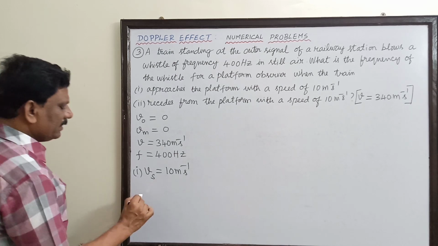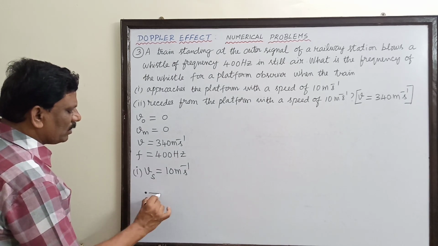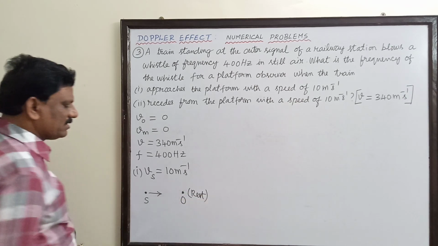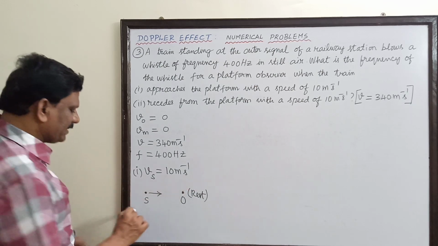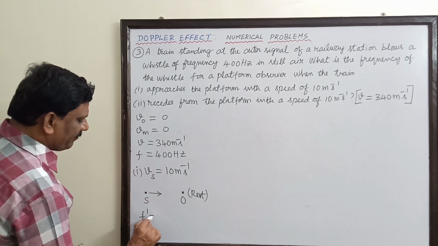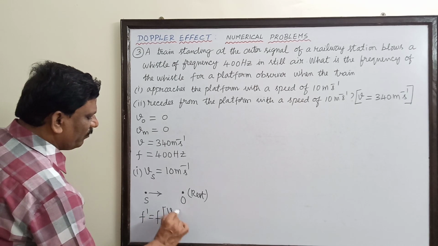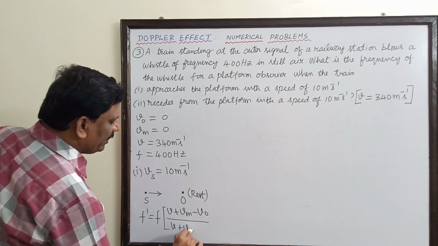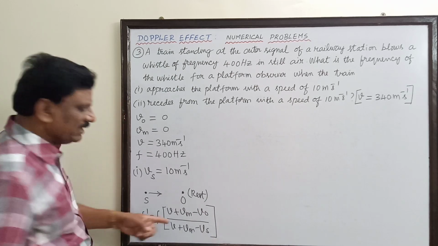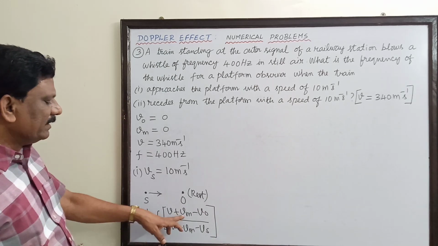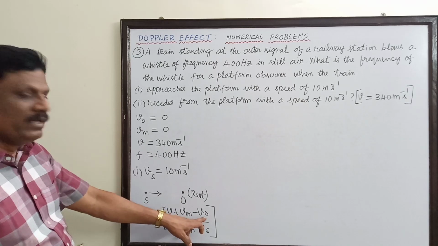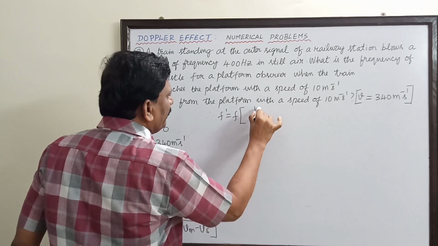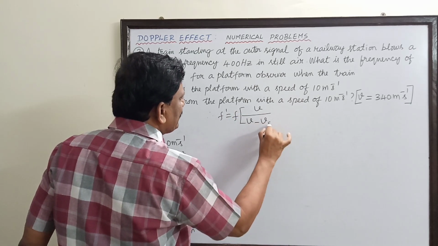Okay. So in this case, you can see that if this is the source, it is approaching the stationary observer. So observer is at rest. When the source is moving along the positive x-axis, then the apparent frequency f dash is equal to actual frequency into V plus Vm minus Vo divided by V plus Vm minus Vs. This is the general formula. So in this Vm is equal to 0, Vo is also equal to 0. Therefore f dash is equal to f into V divided by V minus Vs.